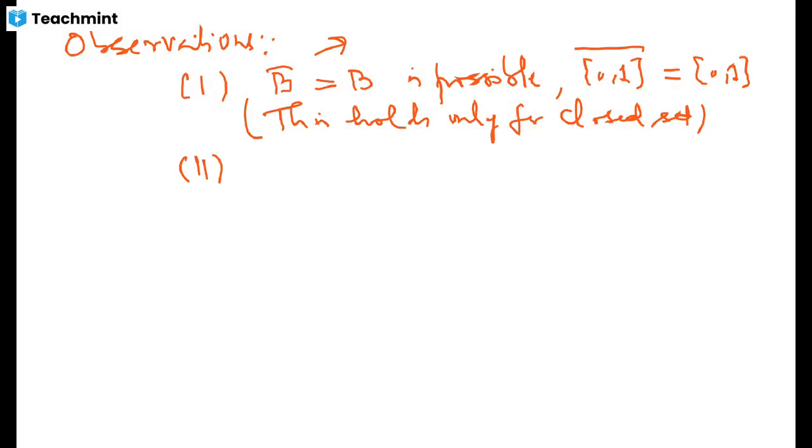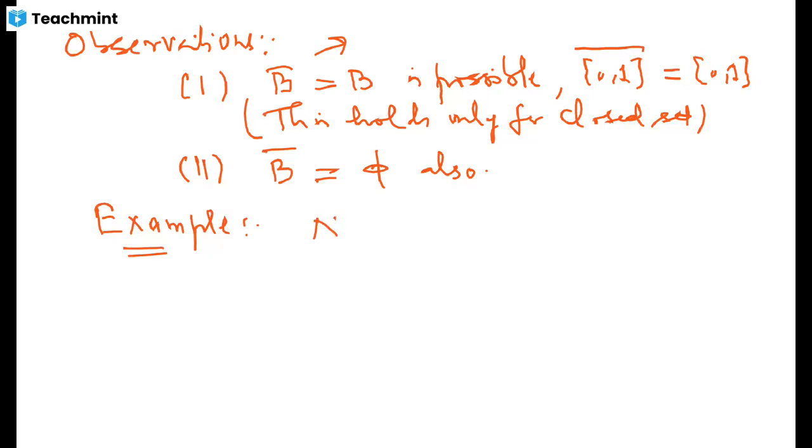Another thing we can see is that the closure of a set can be empty. For this, I'm going to give an example and prove it. This is equivalent to saying that the set of natural numbers has no limit point. So we mean that the set of natural numbers N has no limit point.